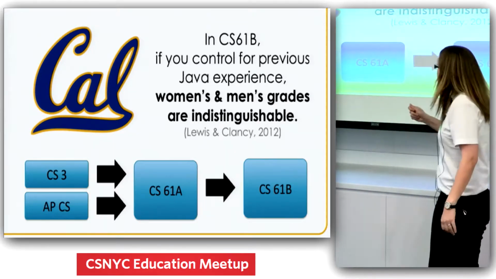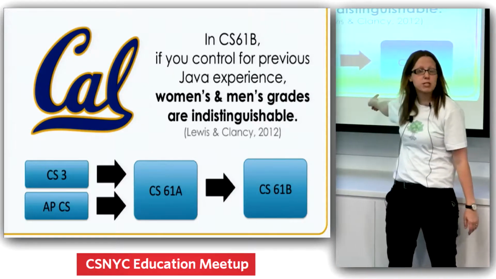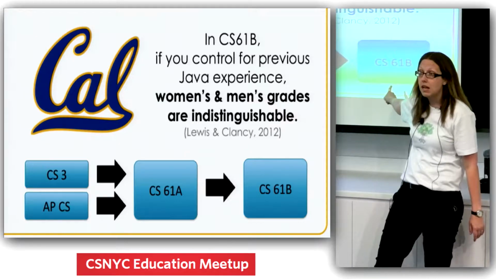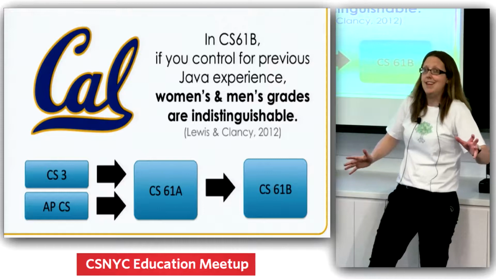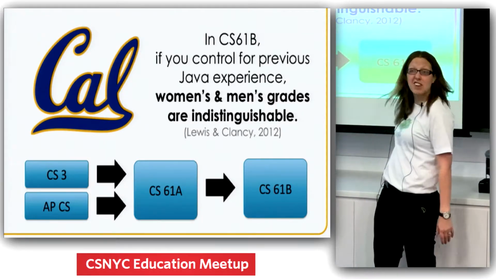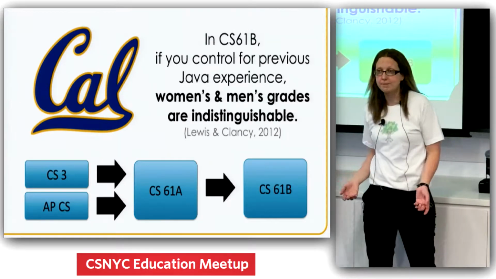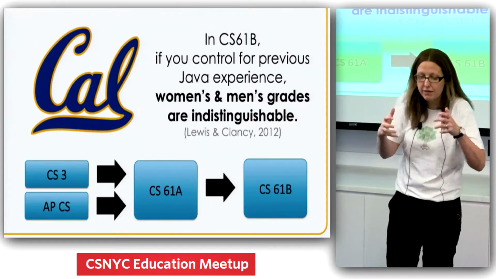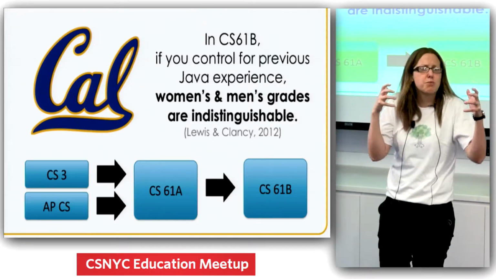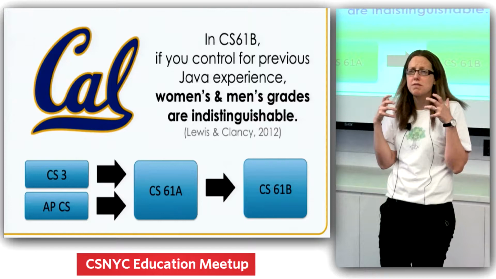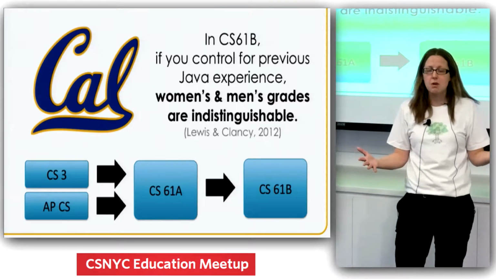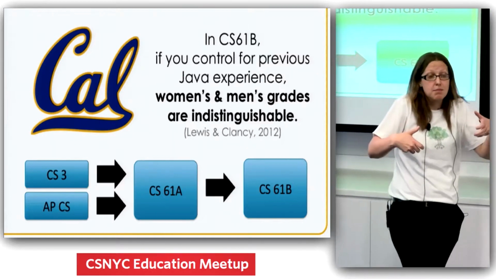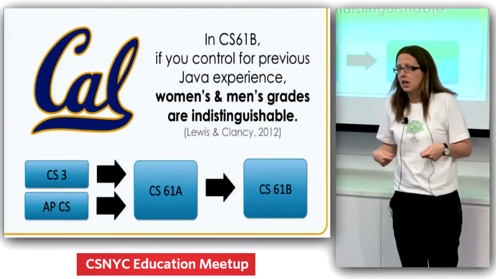So if you really take on responsibility for students in 61B who have not seen Java before, it's not as much of a handicap to not have seen Java before. So this is the idea that gender and race are not explanatory variables. And whenever we see a pattern like that, we have to dig deeper to understand what's going on.